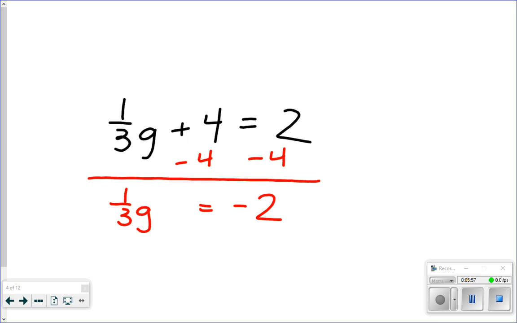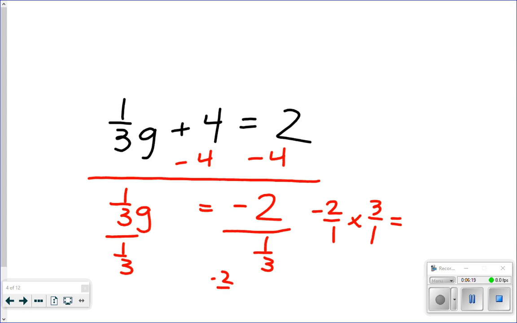So now, this is what I'm left with. This is what we did yesterday, so there should be no guessing. Does anybody remember what we did? I divide by a third, right? Divide by a third, and I'm going to do the same thing here. Really, it looks like this: -2/1 times 3/1, and then it's going to be -6/1, or just -6. So g would be -6.